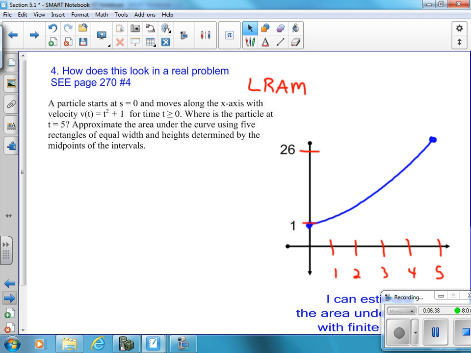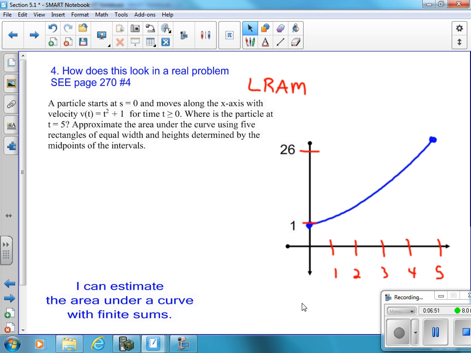We are going to look at a real problem. This is page 270, number 4, and we're going to estimate this using the three different methods: left RAM, right RAM, and midpoint RAM. Also, please notice that your book is going to give a lot of information. Please read your book. I know it's not a perfect book because it's a college level book and it expects you to understand a lot of things that it doesn't tell you. But anyway, we are going to try to read the book and figure out what it means.